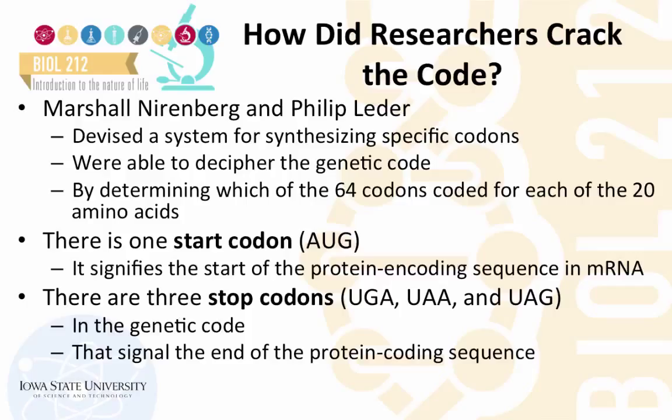During this process, they found that there was one start codon that was always used to initiate synthesis of proteins, and this was called the start codon, which contains the 3-base code AUG. This signifies the start of the protein encoding sequence in mRNA. They also found that there are 3 stop codons, UGA, UAA, and UAG, in the genetic code that signal the end of the protein coding sequence. So when the ribosome encounters these stop codons on an mRNA molecule, this signals the end of protein translation.